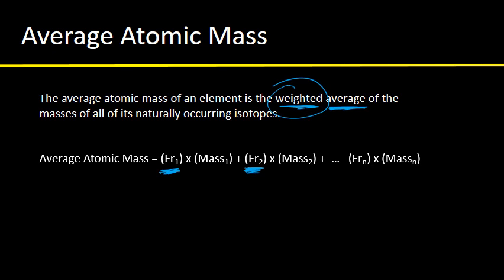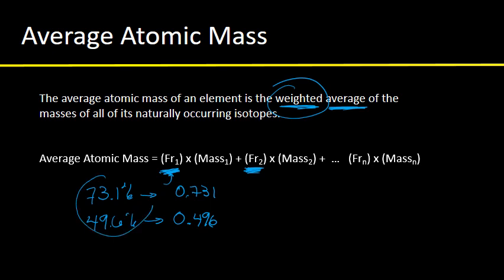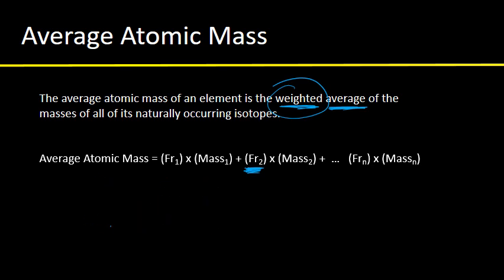So for example, if something was 73.1%, the fractional abundance would be 0.731. If something was 49.6%, the fractional abundance would be 0.496. Basically just converting this fraction into a decimal number, right? And we do that for each of the isotopes.